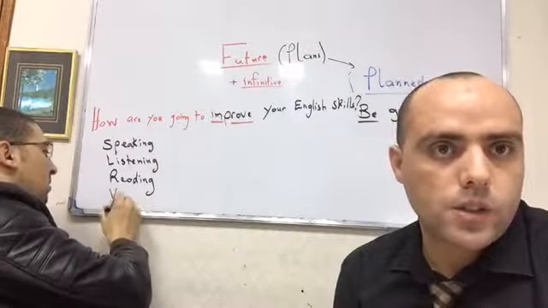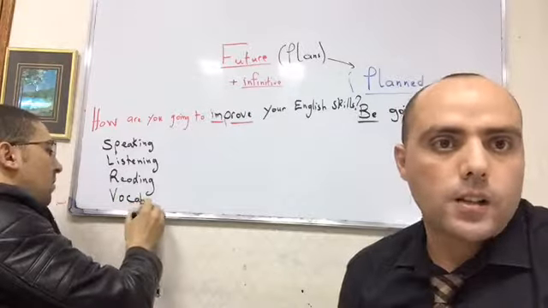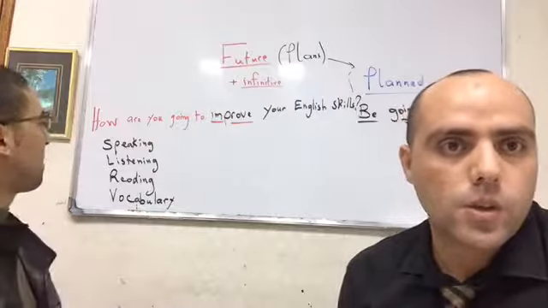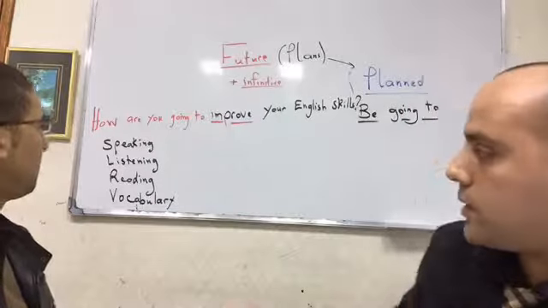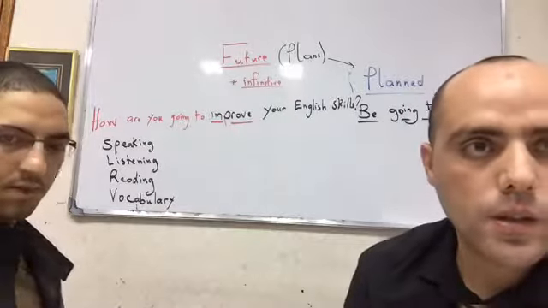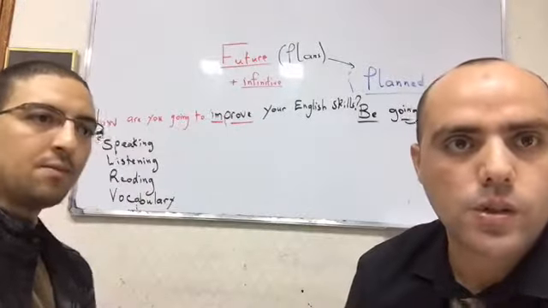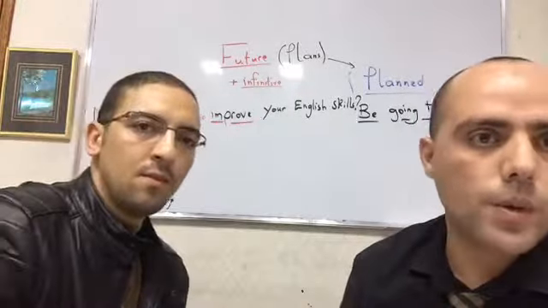As you know, the English skills are listening, speaking, reading, and writing, and also tell us about vocabulary. So what do you think? Give us sentences, of course, using be going to.